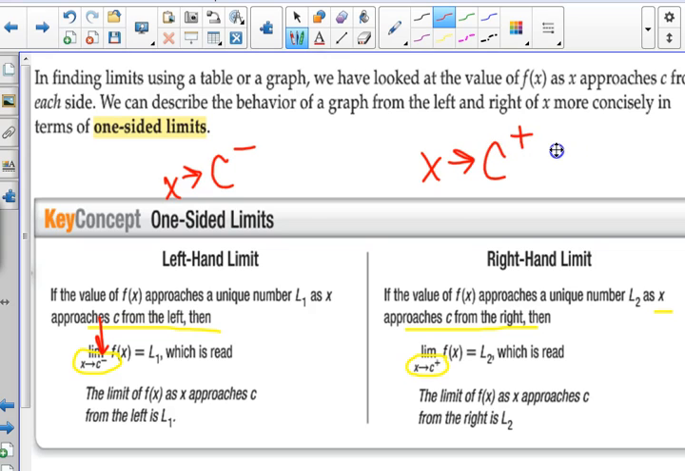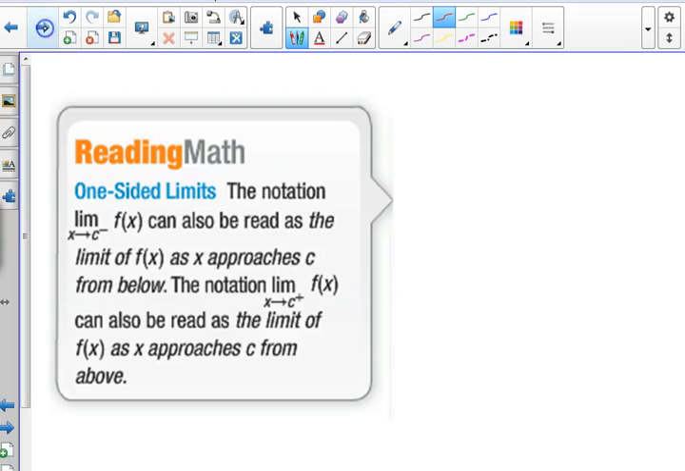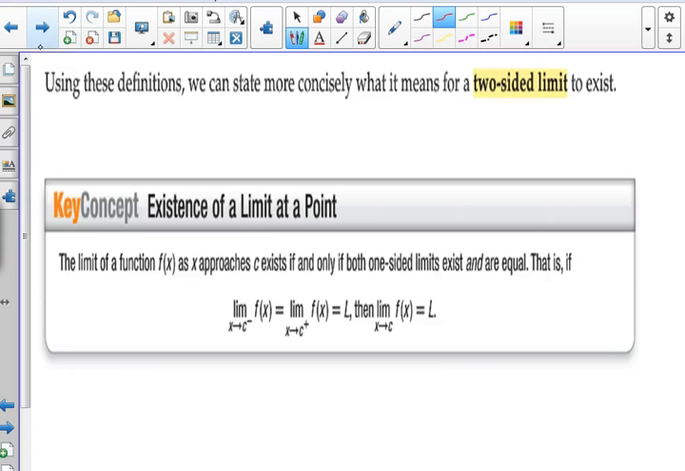Sometimes they only want to know that. Sometimes they'll then move on and ask, what is it actually doing at C, or what is the limit at C? All right, and this notation can also be written as approaches C from below or approaches C from above. I'll say left or right, but it can be read below or above. All right, the limit exists at C, like this, if and only if it's approaching the same value from the left as the right. Have I said that enough times yet? Okay.